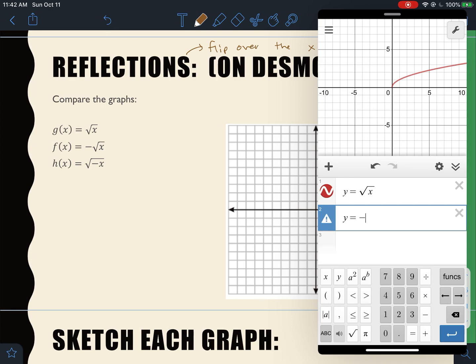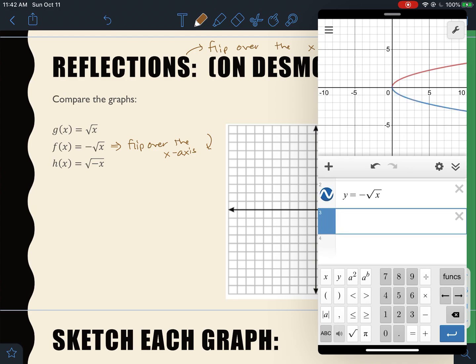What's going to happen if I toss a negative in front of that? Let's find out. Oh, it took the red square root function and it flipped it over the x-axis. So this flips it over the x-axis. So it's an up and down reflection. So it's a reflection over the x-axis. So it flips it from up to down.